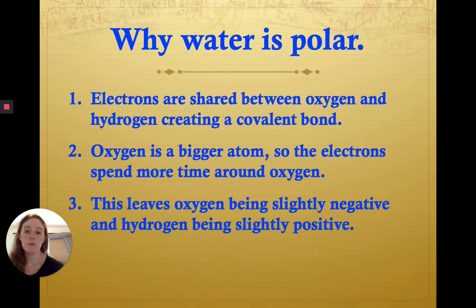So why is water polar? Well, there's a couple different reasons. The first one is because electrons are shared between oxygen and hydrogen, which creates a covalent bond. The oxygen is a bigger atom, so the electrons are going to spend more time around the oxygen. This is going to make oxygen slightly negative. And because those electrons are pulled towards the oxygen, that means that hydrogen is going to be slightly positive. So that slightly positive, slightly negative charge is going to be giving water this polar idea.